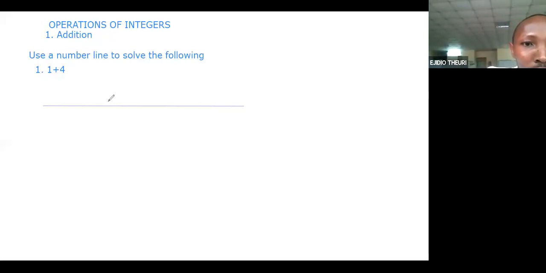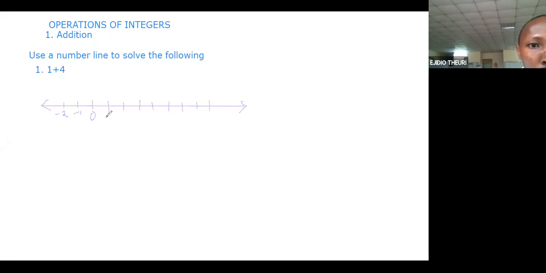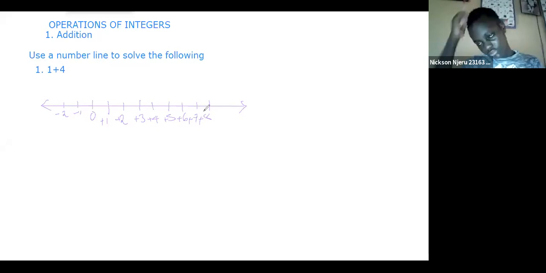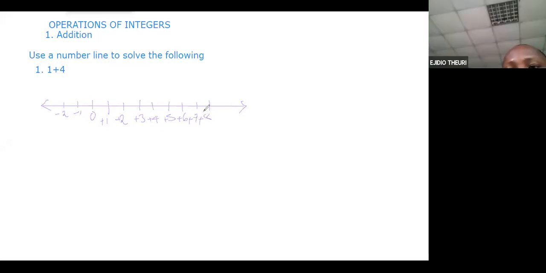So a number line should be like this. Remember, the number line must be having these arrows, meaning that it is continuous. 0, -2, -1, 1, 2, 3, 4, 5, 6, 7, 8. These are plus. What do you do? Ukipewa kitu kama hiyo utafanya nini? You start from 1, going forward till you add 4 times. 4 steps. Yes. 4 steps.